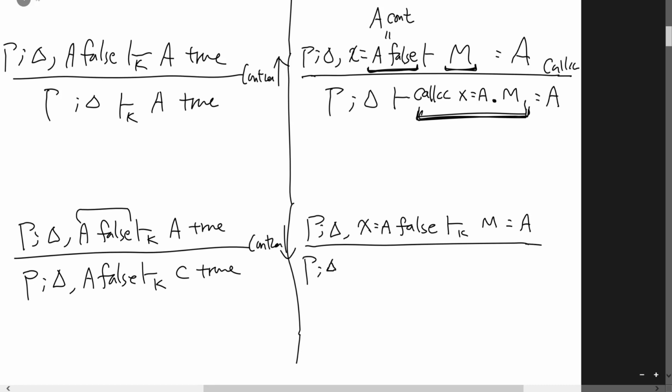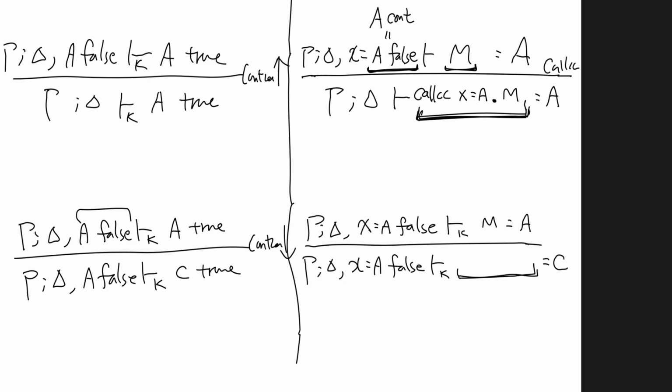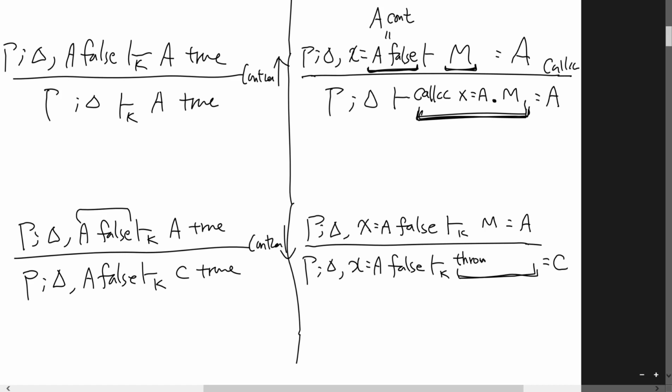Now, with the same context, you have a proof term of type C. And again, you may use any syntax for this proof term, and we'd like to use this proof term throw M to x. And this rule is called the throw rule.